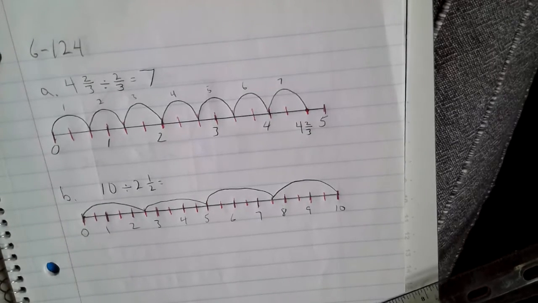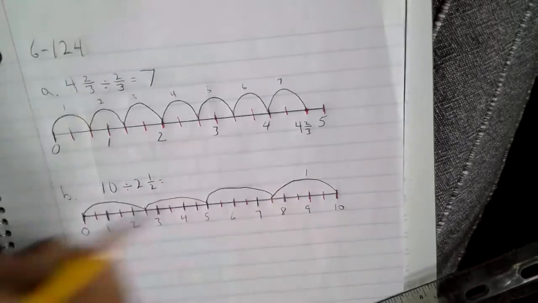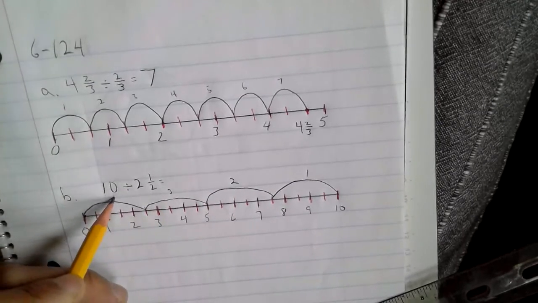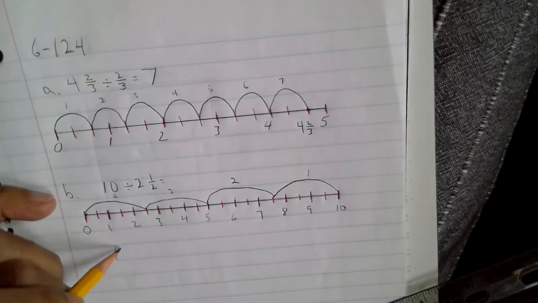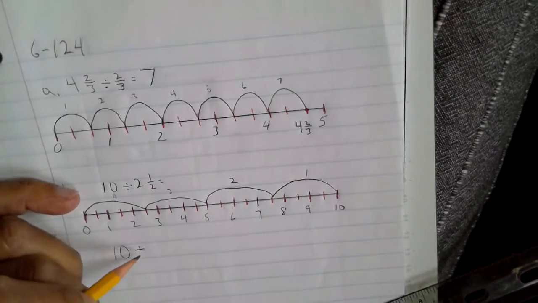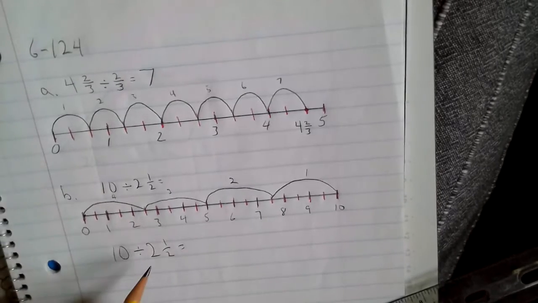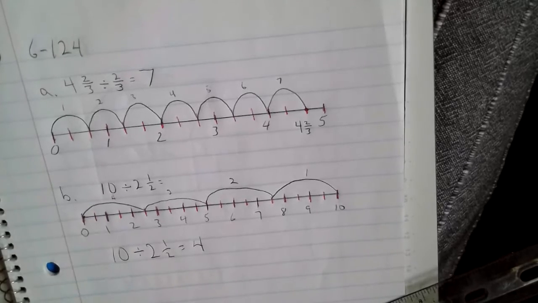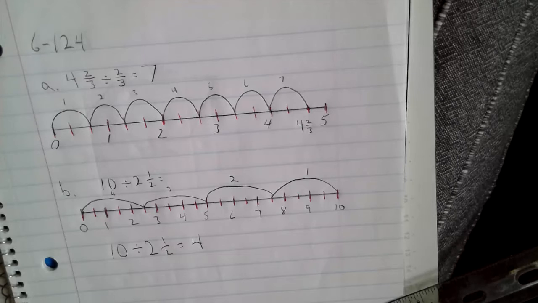Okay. So now we can count. Well, we started here, so I'm going to count this as our first group we took out, second group, third group, fourth group. So 4 groups, right? So we have 10 divided by 2 and a half, or we could say how many complete groups of 2 and a half can we take out of 10? 4 complete groups. We use this diagram to illustrate this idea. Excellent. Keep working.